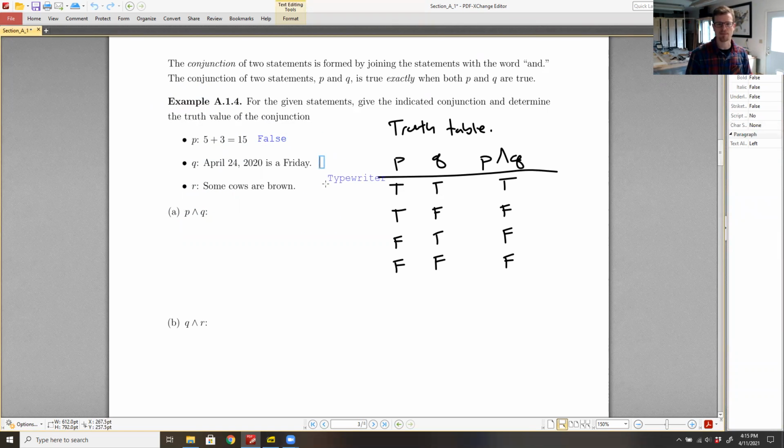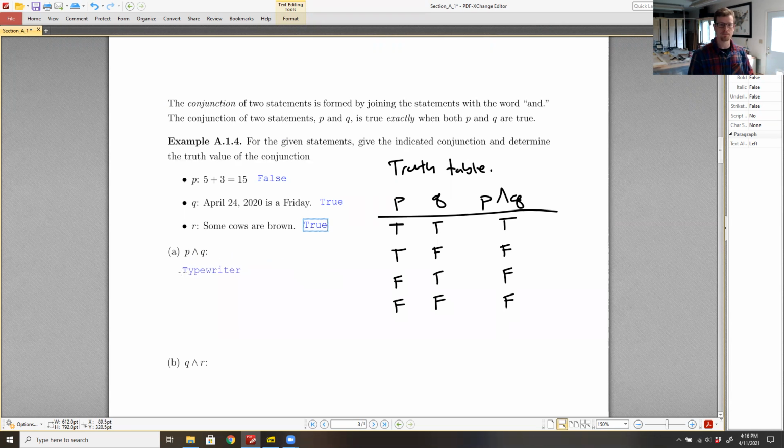What about our next statement? April 24th, 2020 is a Friday. It was, that time has passed, but it was. So this is actually true. And some cows are brown. Yes, some cows are brown. Cool. So what does it look like to connect these with conjunction?